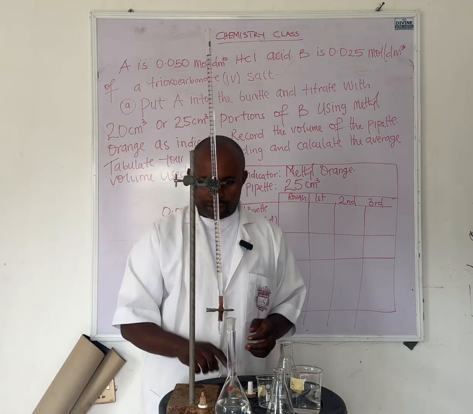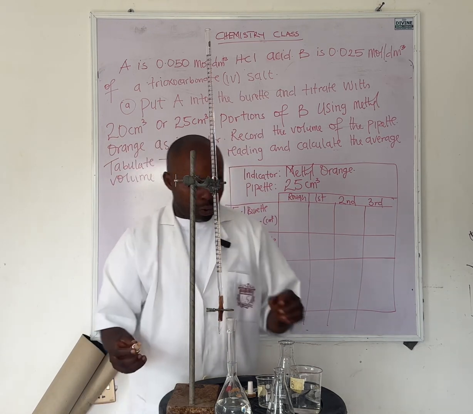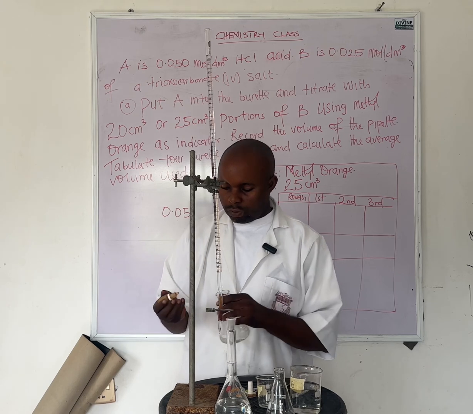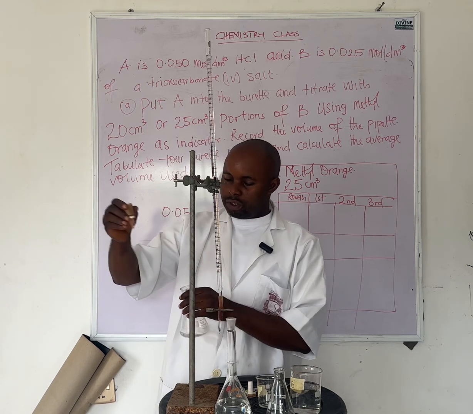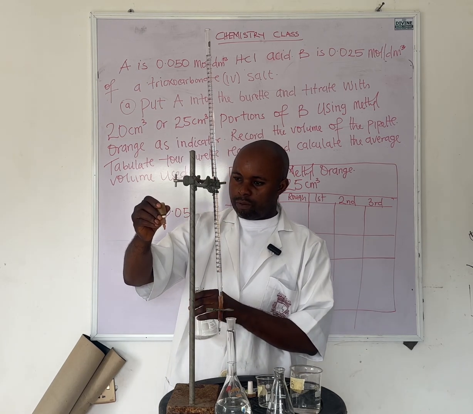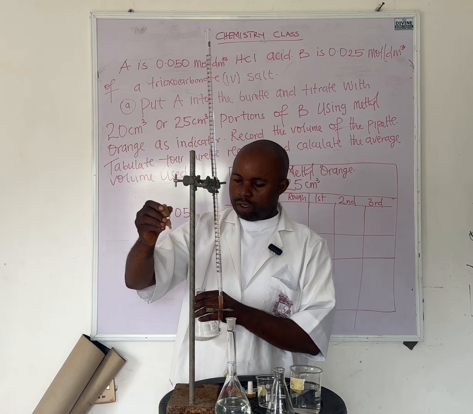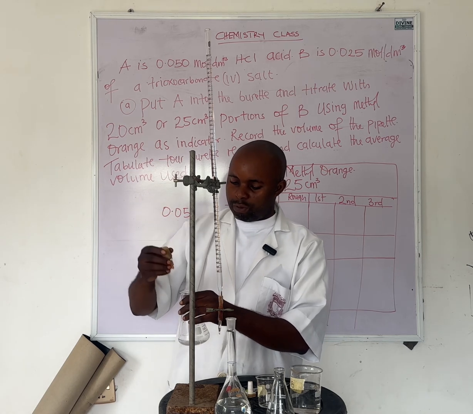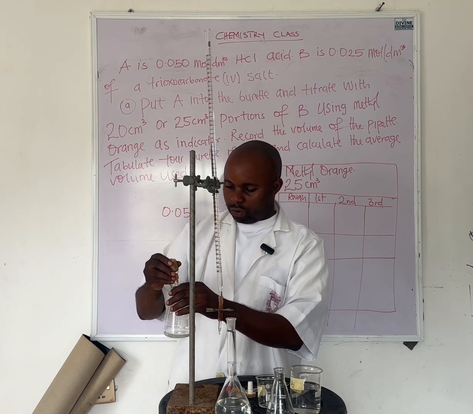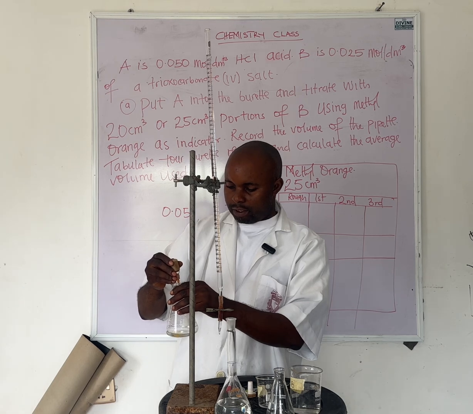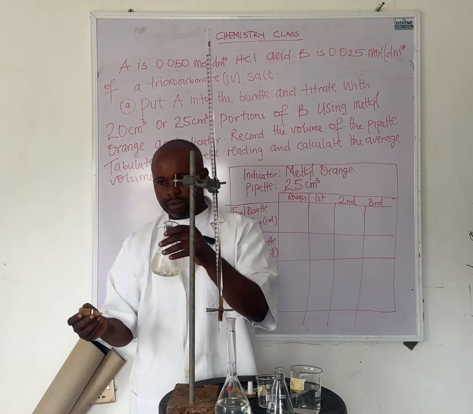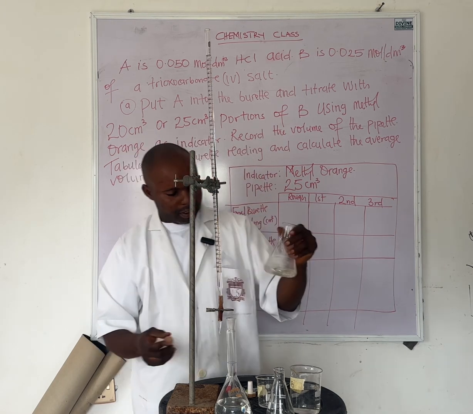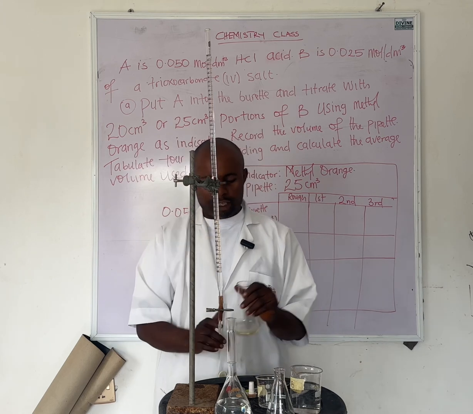So we are asked to put two drops of indicator. If you just check this now, you have to drop 1, 2. It should not make you put more than 2. You can put 2 to 3, but it should not be more than that. You shake it together. So when you shake, now you are ready for titration.